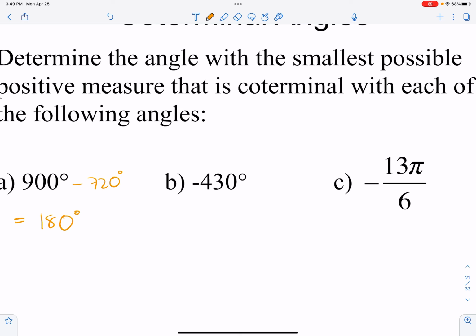For negative 430 degrees, if we add 360, we're going to still be in the negatives. So let's add 720 degrees, and that puts us at 290 degrees.